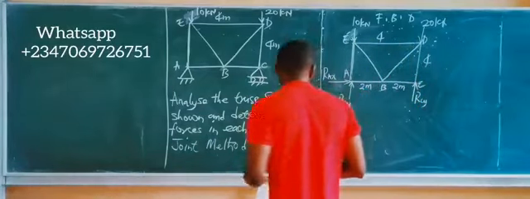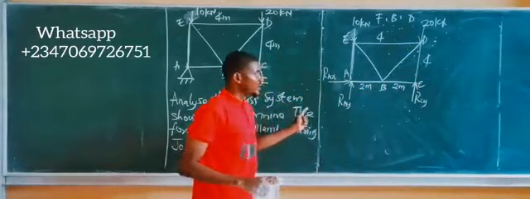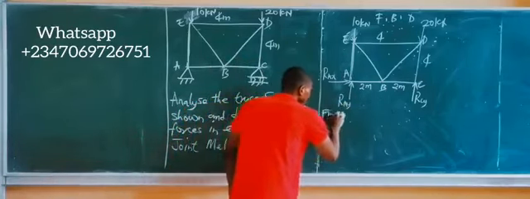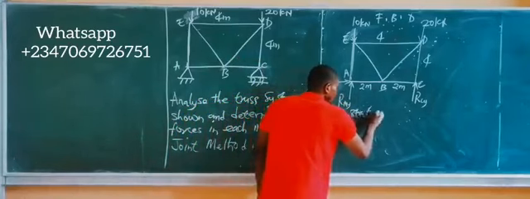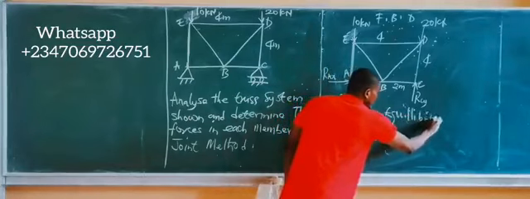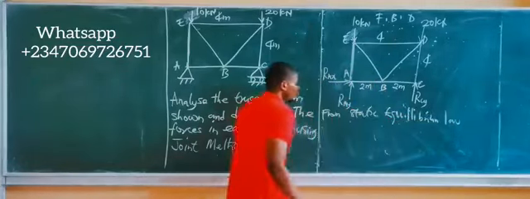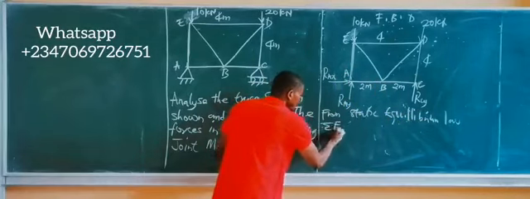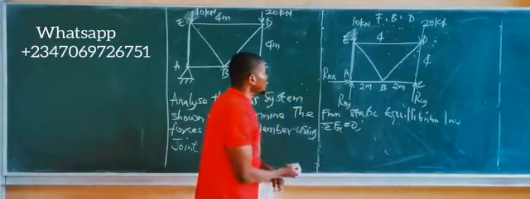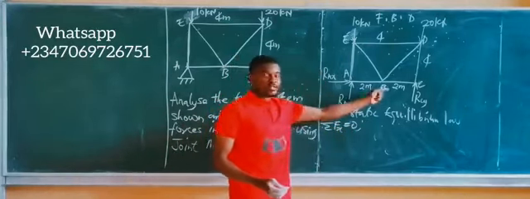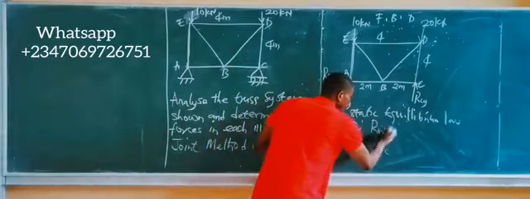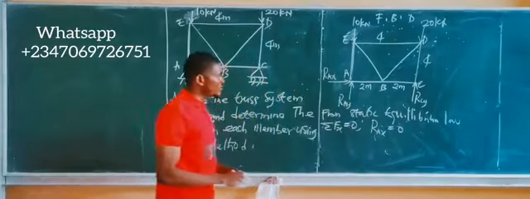Next is to employ the equilibrium law to find these reactions. So we employ the static equilibrium law. We simply have that the summation of forces in the x-axis is equal to 0. The only force pointing in the x direction here is RAX. So that simply means that RAX is equal to 0. So that one is off.